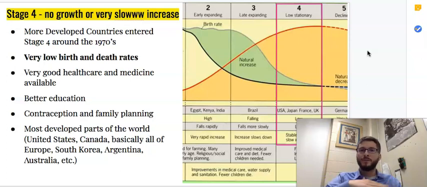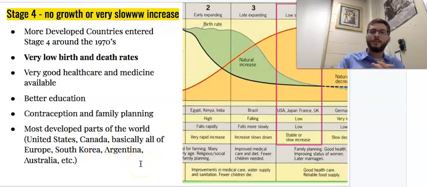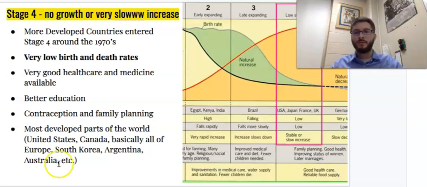People aren't dying from those crazy things that should be preventable anymore. They're dying, in most cases, from natural causes, from old age, simply. Okay. So you can see that a lot of parts of the world, the developed parts of the world, the United States, Canada, most of Europe, South Korea, Argentina, Australia, these are all places where the birth rate has kind of matched or met the death rate.